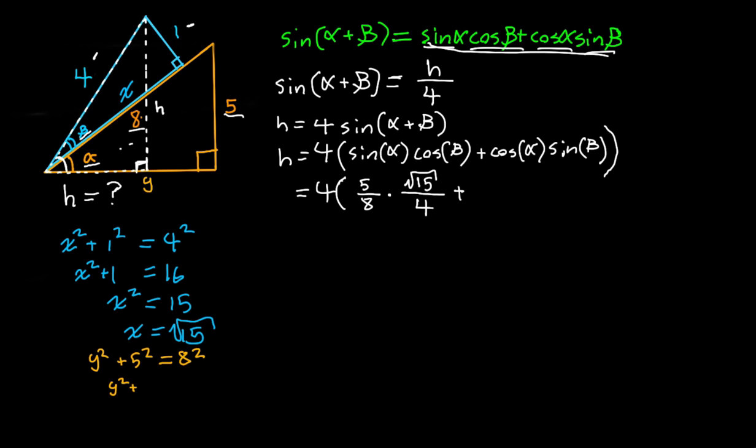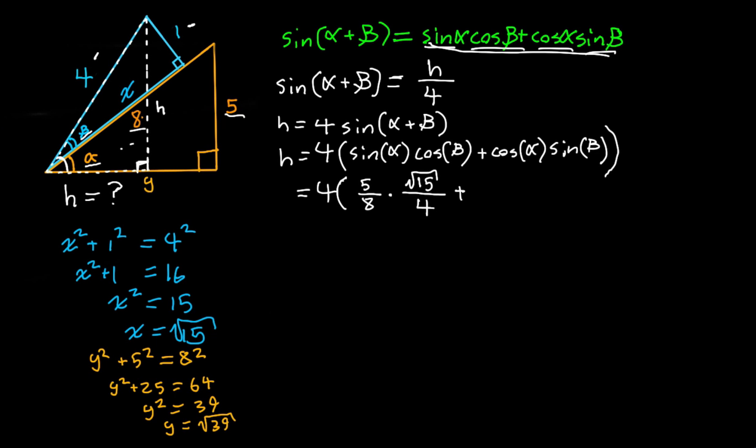So y squared plus 25 is equal to 64. So y squared is going to be, what's that, 39? So y is going to be the square root of 39, because it must be positive, of course. All right, great. Let's plug that in. So cosine of alpha, that's going to be square root of 39 divided by, what's the hypotenuse? 8, times the sine of beta, which we know is 1 over 4 from the drawing.